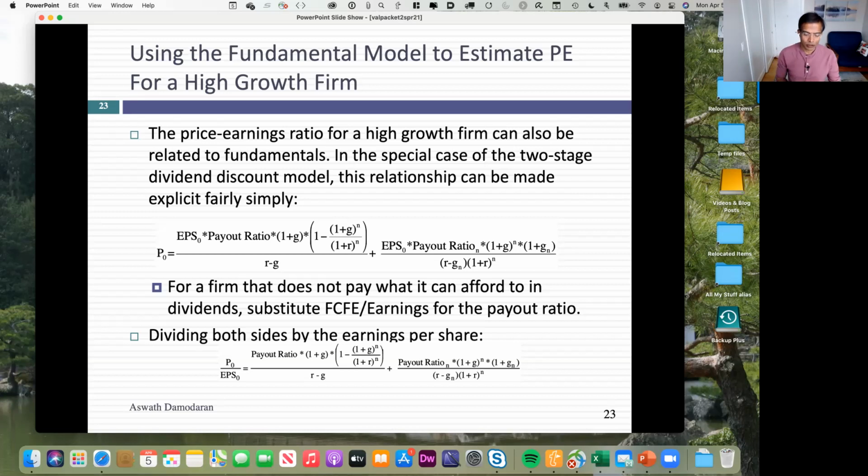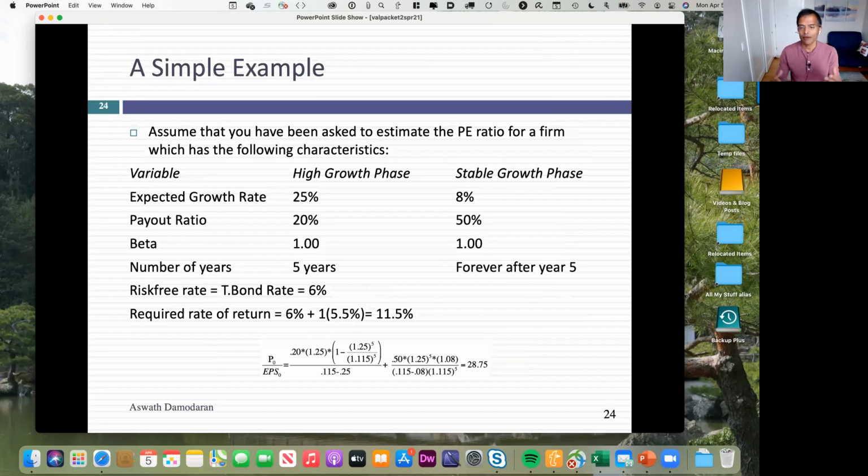So let's try this on a hypothetical company. So you have a high growth company. How high growth? For the next 5 years, its earnings are going to grow at 25% a year. And after year 5, its growth is going to be 8% forever. For the next 5 years, the payout ratio is going to be low. Why? Because they need to reinvest to grow. So they're paying out very little. But after year 5, that payout ratio jumps to 50%. Let's assume your beta is 1. It's the average risk company in both periods. If I gave you the risk-free rate and risk premium, your cost of equity is 11.5%.